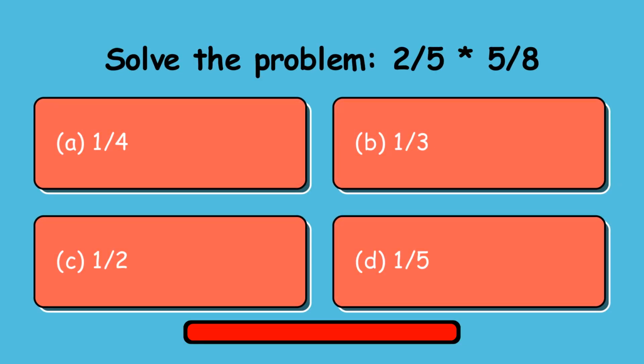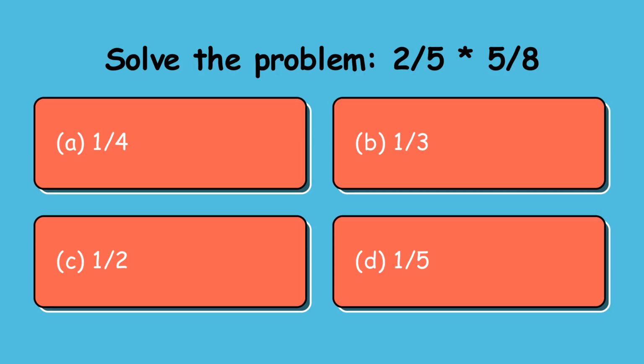What is the product of 2/5 and 5/8? A, 1/4, B, 1/3, C, 1/2, D, 1/5. You have 10 seconds to solve the problem. Correct answer is A.